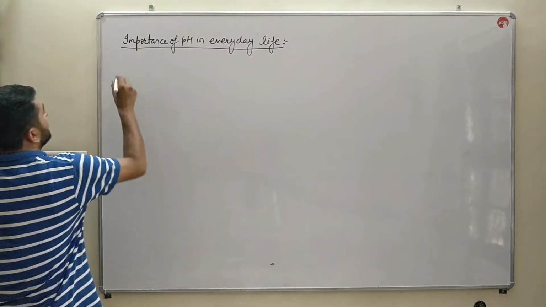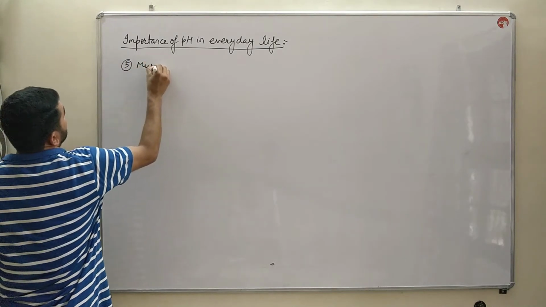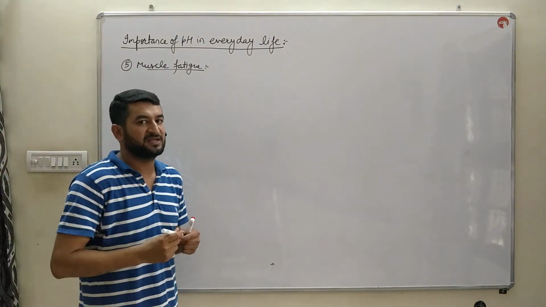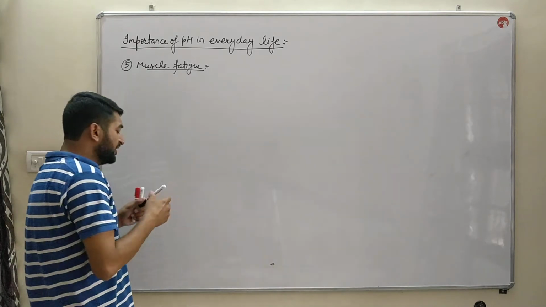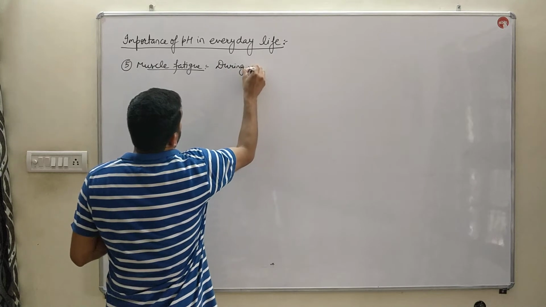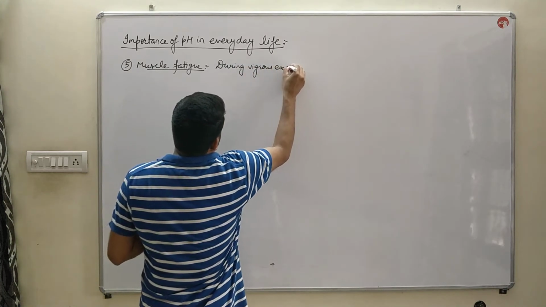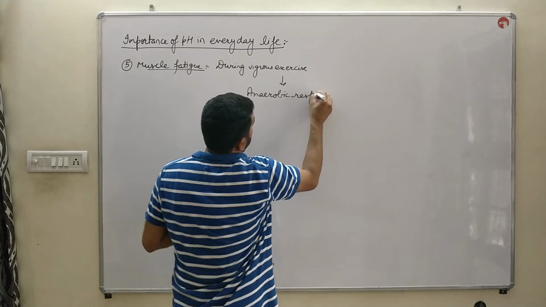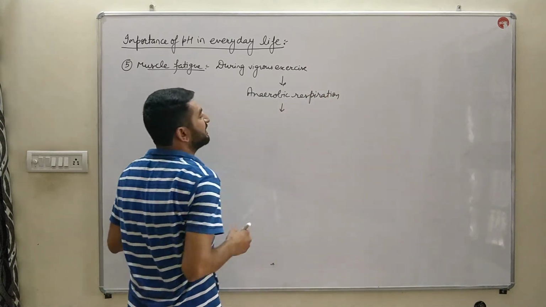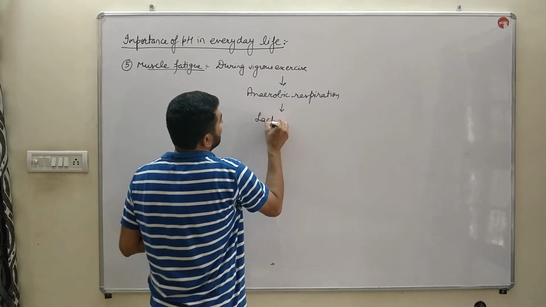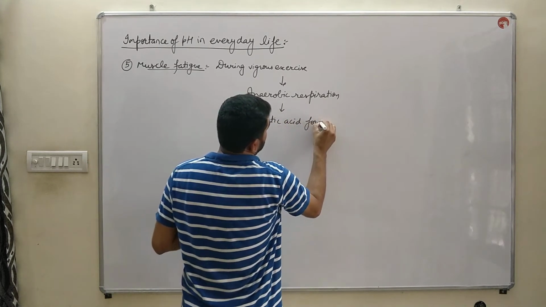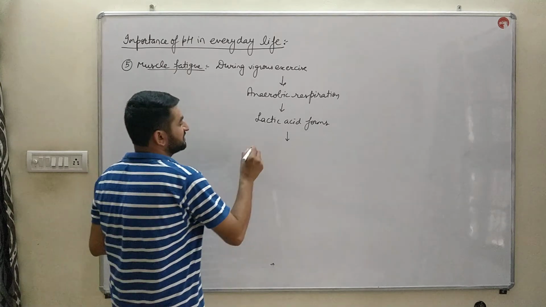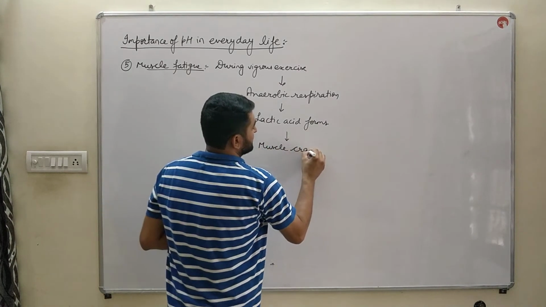Next effect we will discuss is muscle fatigue. About this also we had studied in our chapter of life processes in respiration topic, बच्चे. During vigorous exercise, anaerobic respiration takes place in muscles, and due to that anaerobic respiration, formation of lactic acid takes place. This lactic acid gets accumulated in the muscles, gets collected in the muscles, and we suffer from muscle cramps.